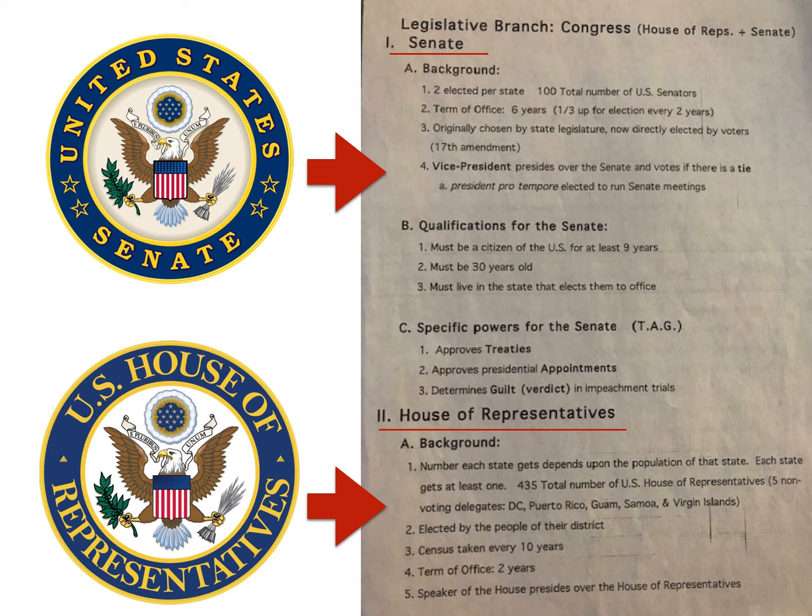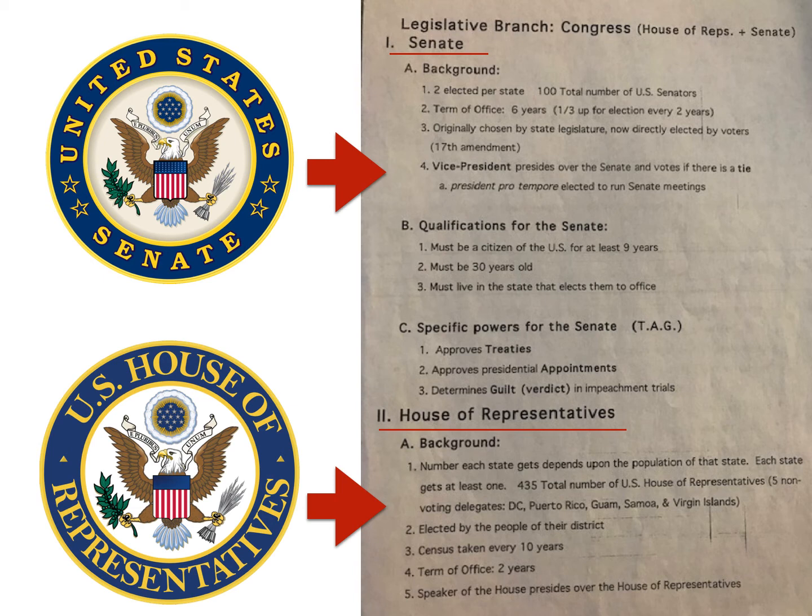So if there were a question like this on the test, and you say Congress, you would miss it, because not all of the Congress, the House of Representatives, has anything to do with treaties. Only the Senate. Why? Because that's what the Constitution says. The Senate approves presidential appointments. So if the president is appointing someone to be on the Supreme Court, the Senate has to okay it, and only the Senate. Also, if there's an impeachment trial, the Senate would determine the guilt, and only the Senate.